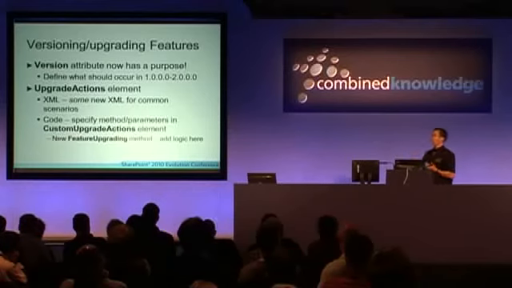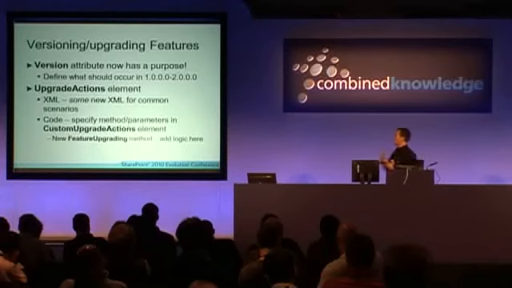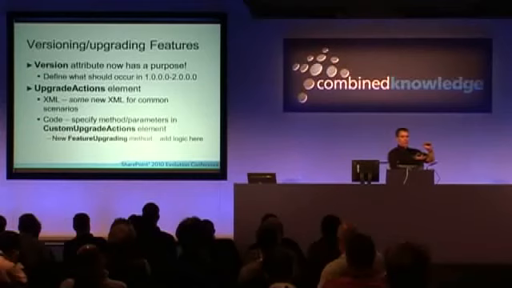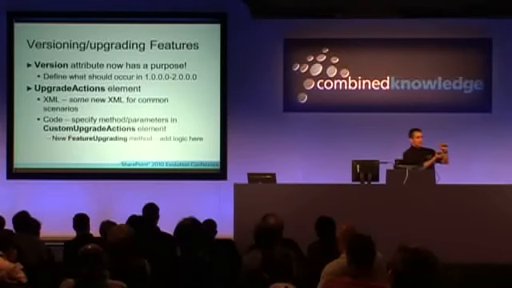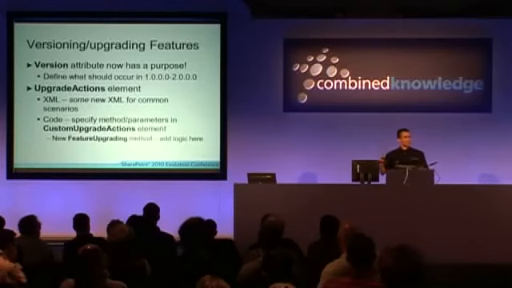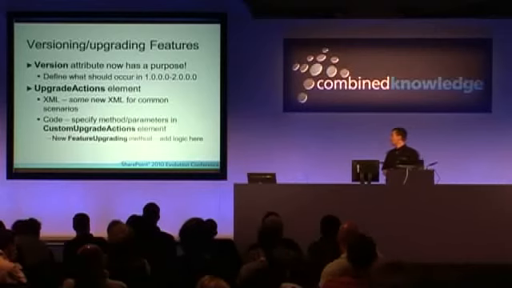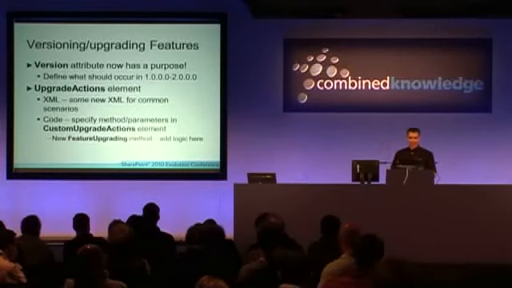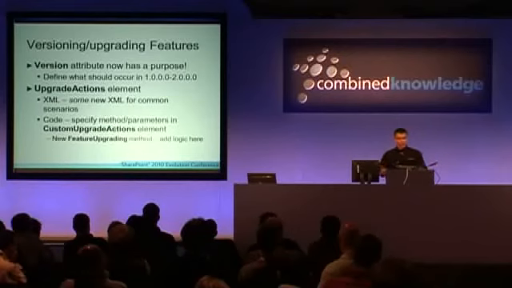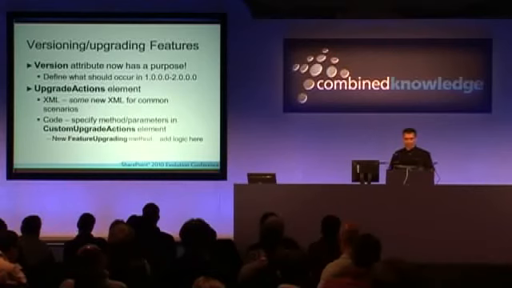We've now got some new nodes under the feature node, so we've got this upgrade actions element. Within there, we can put some XML that does a small number of predefined steps, and we're going to talk about those next. But the other option is we can put some XML in there that points to some code, and we can basically shell out to some code in C#, and we can put our provisioning or upgrade steps in there. So we do that with a custom upgrade actions element, and that basically points to some code in our feature upgrading method, which is a new method in the feature receiver.